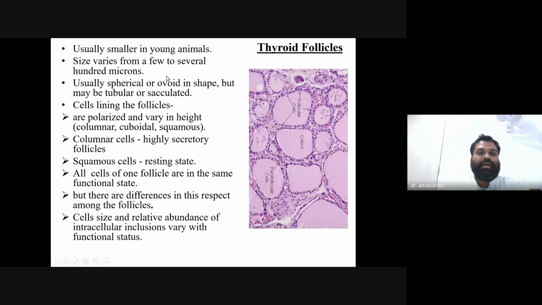And if I talk about the follicle, if you see the inside the follicle, this is the follicle, and inside the follicle you will see the colloid. Colloid is made up of protein. And in between these follicular cells, you will see the vacant space in which parafollicular cells will be present.